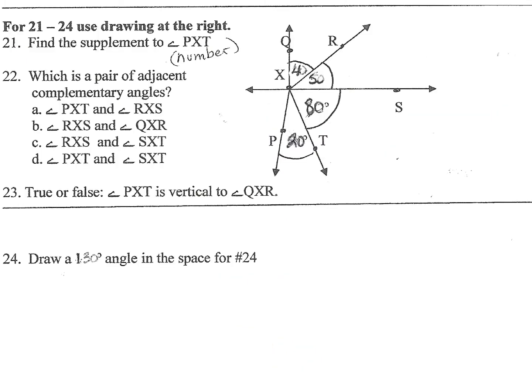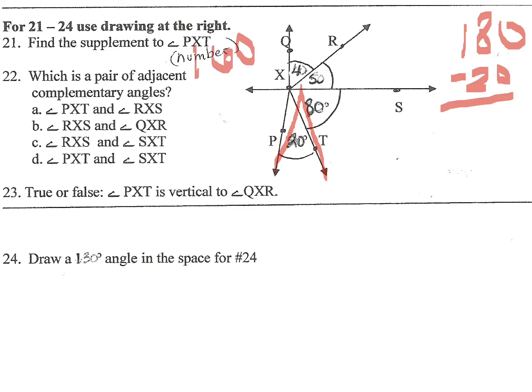Alright, supplement, what does that mean? 180. PXT, go find it. P to X to T, that's 20 degrees. Subtract the 20 off of 180, it's going to be 160. The supplement just means they're going to be supplementary. They're going to add up to be 180. So 160 and 20.